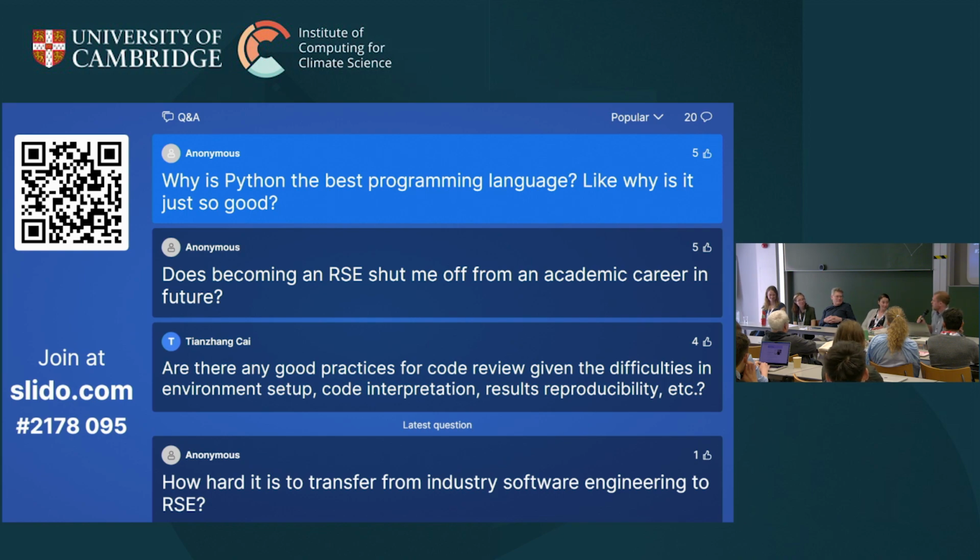Python does do a lot of things right. Sorry, Sadie, yes. No, I was going to say, I could add that Python is my favourite, but I wouldn't say it's the best. Yeah, I agree. I think it's very accessible, and I think it's better than Excel. So that's a low bar. Yeah.